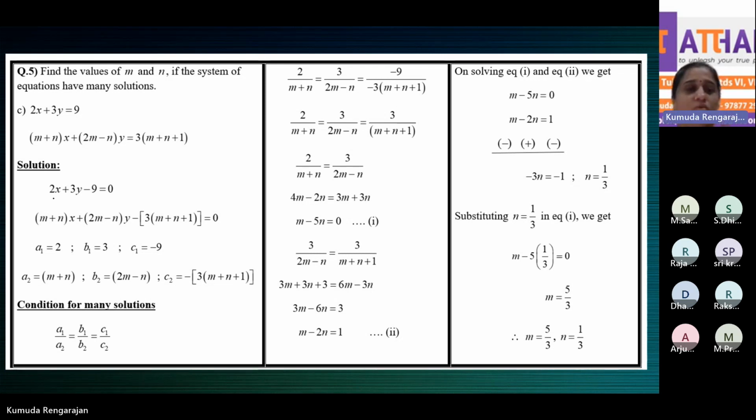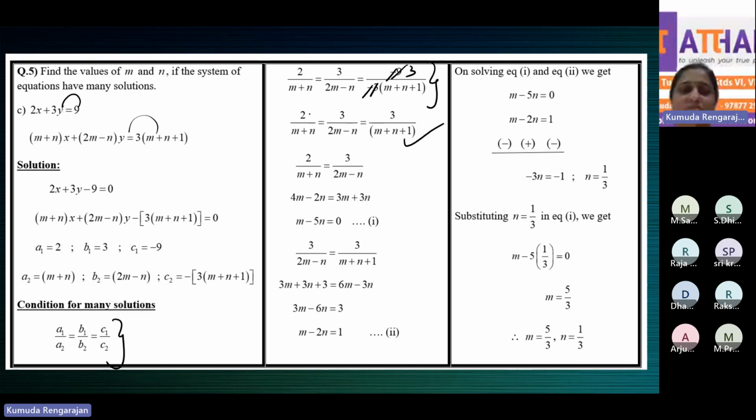So first you'll have to write the equations in the standard form. That is, you should take the constant also to the LHS. That is the first step. Then the condition for many solutions is this one. Now substitute, so that is this step. After substituting, you can cancel the minus signs, and 3 ones are 3, 3 threes are 9. So you have this one.